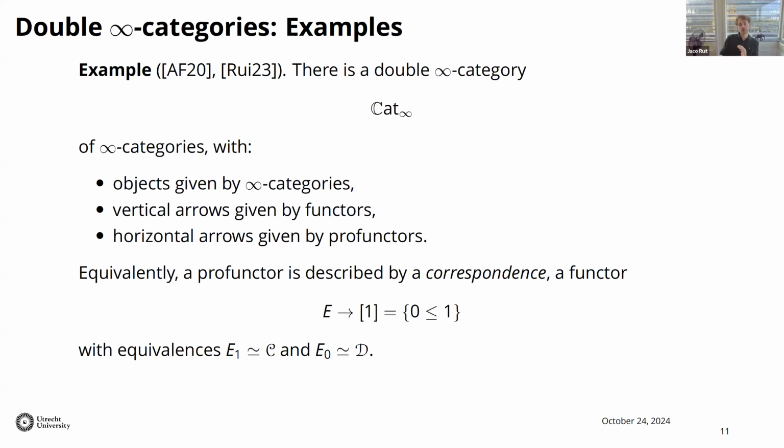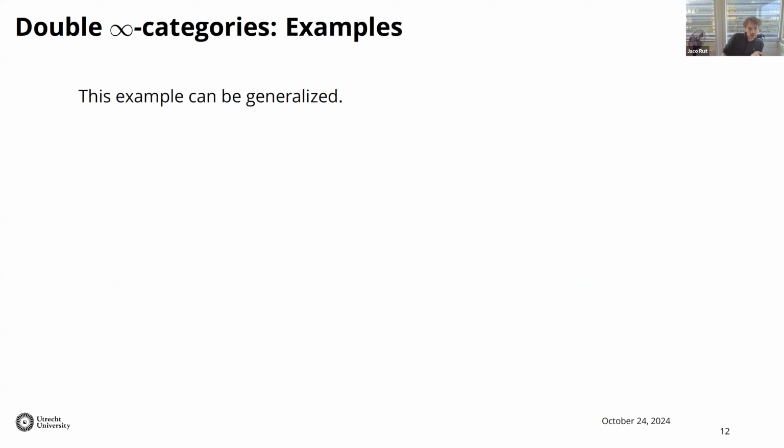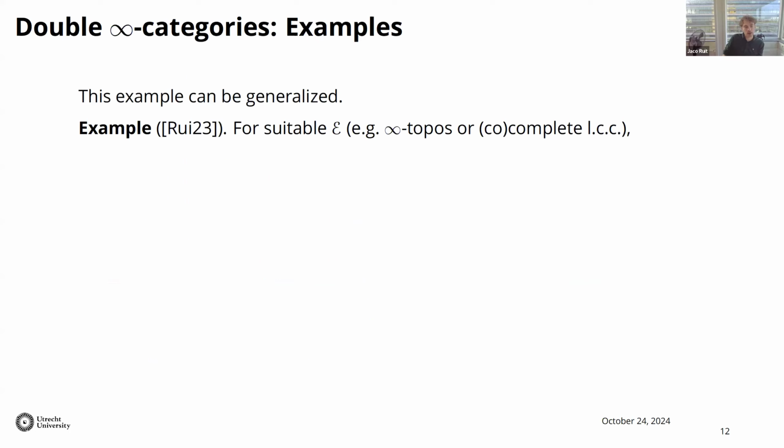Maybe you know this from categories, but it's also true for infinity categories that you can describe a profunctor as a correspondence. So a correspondence is just a functor from E to 1. This point of view is very convenient if you want to really write down this double infinity category in practice. Right, so this example that I gave can be generalized.